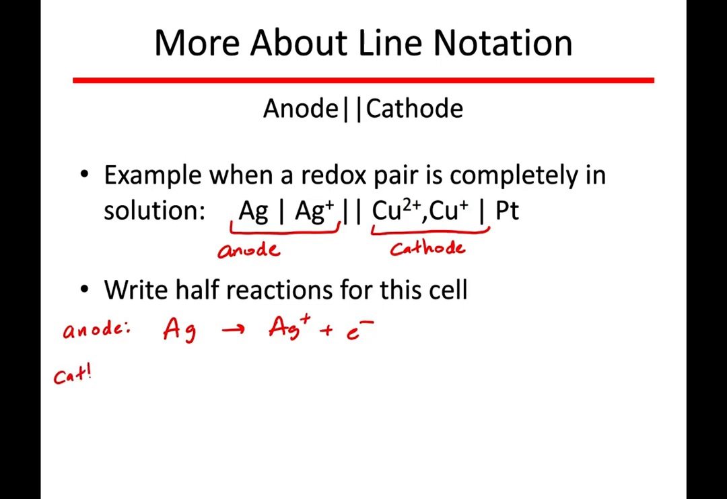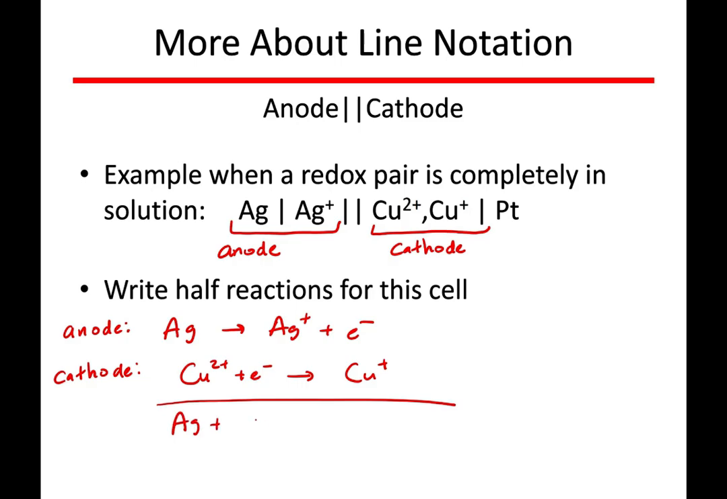At the cathode, what we have is, again, we always read everything from left to right. So Cu2+ is going to Cu+, and to balance for charge, we need one electron on the left-hand side of that equation. That gives you the overall reaction: Ag plus Cu2+ goes to Ag+ plus Cu+. And that's how we're able to decode that. And that's how we would represent an electrochemical cell when you have a situation where one of the half reactions is all homogeneous. Everything is all in the same phase.